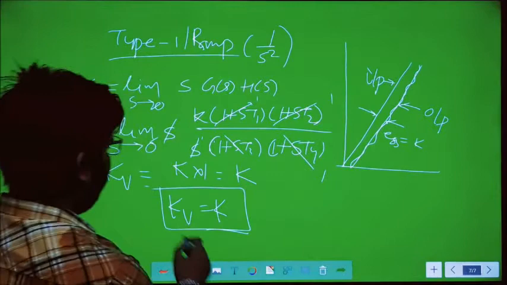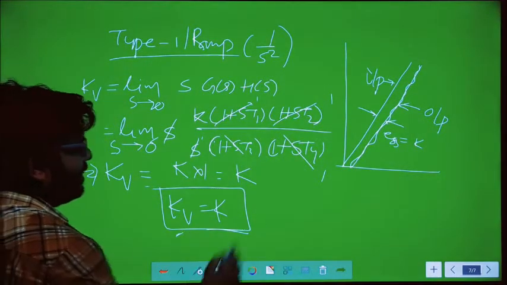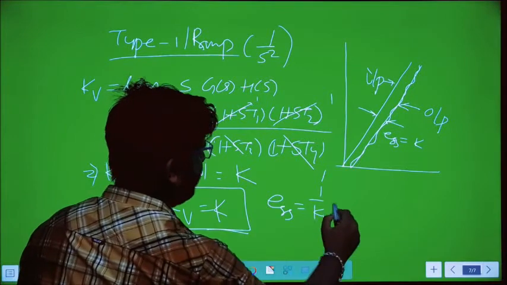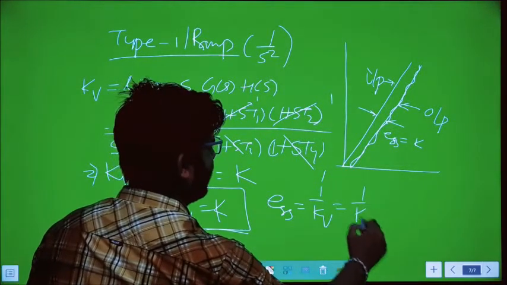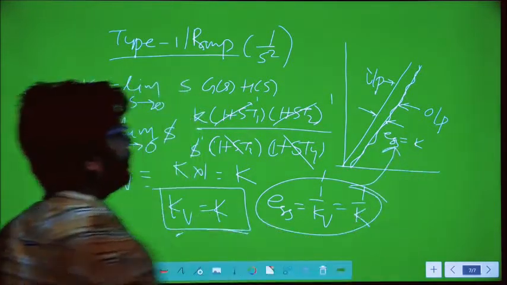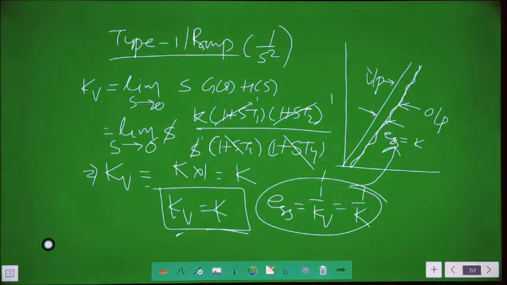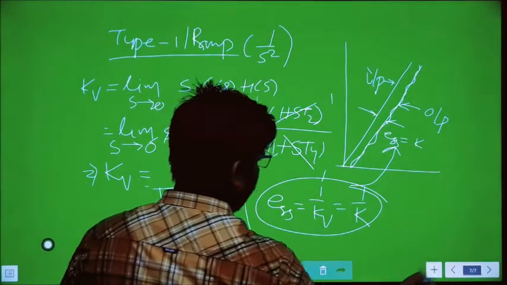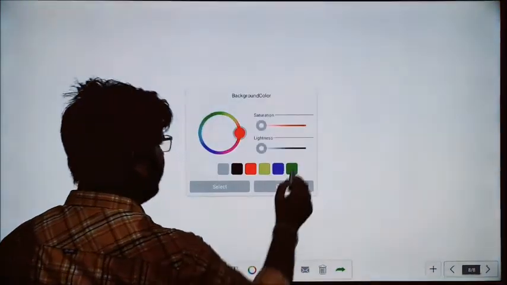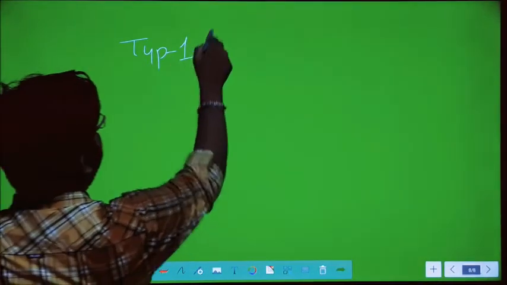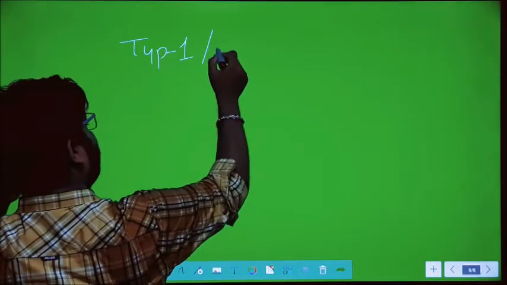Let's see, Kv is equal to K, and what is my ESS? ESS is equal to 1 by Kv, which is nothing but 1 by K. That means it is a constant quantity which will be shown here. Clear? Okay. Then let's go for the same type 1 system, and what will be my input?